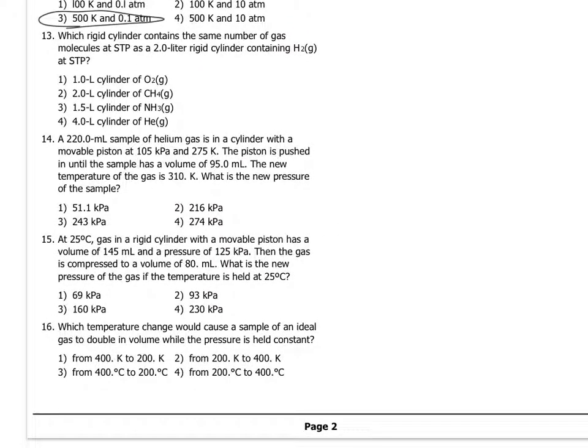All right, number 13. Which rigid cylinder contains the same number of gas molecules at STP as a 2-liter rigid cylinder containing hydrogen gas? We're going to use something called Avogadro's hypothesis to answer this question. It simply states that if you have 2 samples of gas at equal pressures, volumes, and temperatures, they must also have equal numbers of particles.